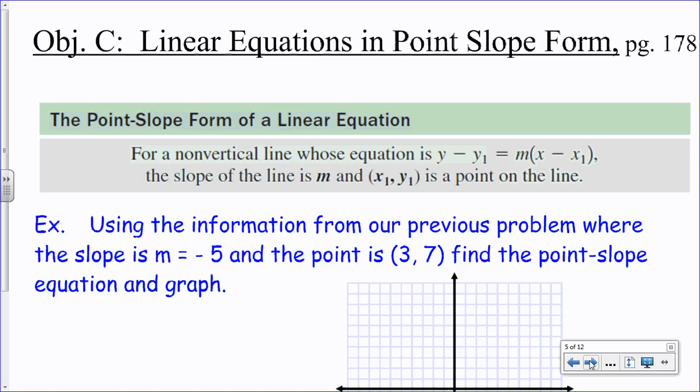Alright, point slope form. y minus y1 equals m parentheses x minus x1, where you're given a slope is m and a point. If you're given a point, that's your x1, y1.